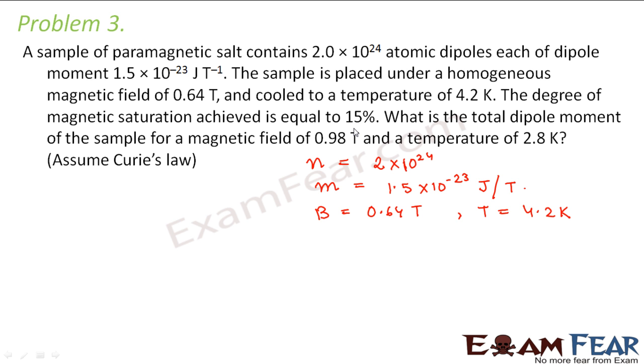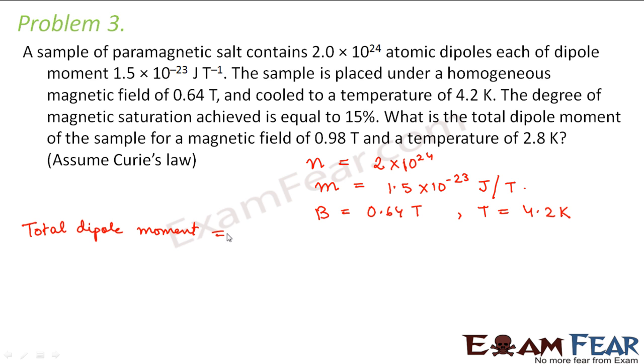So what is the total dipole moment of the sample for a magnetic field of 0.98 Tesla and a temperature of 2.8 Kelvin? So what will happen if you increase the magnetic field and reduce the temperature further? So first we will have to calculate the total dipole moment of the substance as a whole, right? So what would be the total dipole moment?